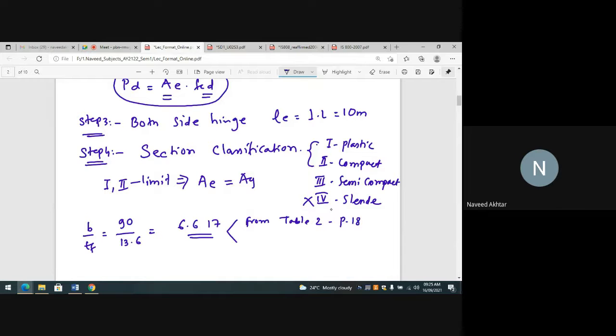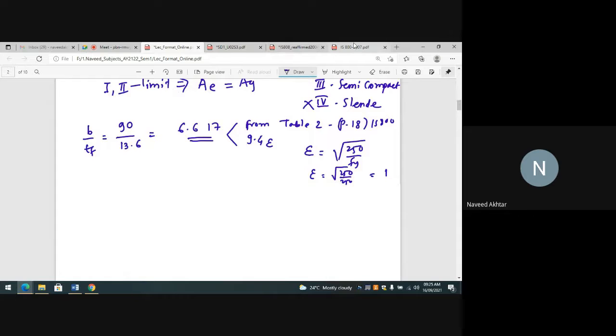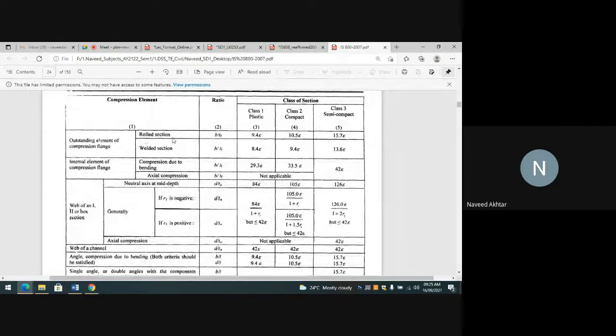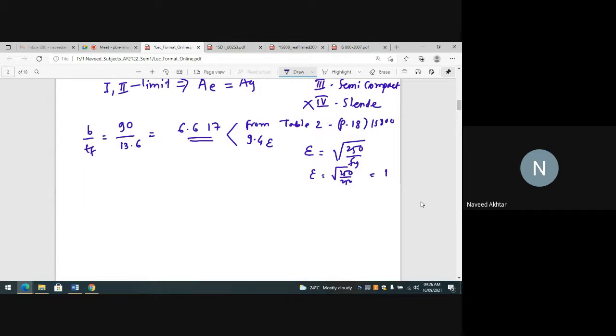This value, if you check from table number 2, page number 18 of IS 800, this value is less than 9.4 epsilon, and this epsilon is nothing but under root of 250 upon Fy. Our Fy is 250, so 250 upon 250 under root is 1. So our flange is less than 9.4 E. In the table, for rolled steel section, compression flange, the first row is B by TF ratio less than 9.4 E. It means that our class is plastic. Here we can write class 1.